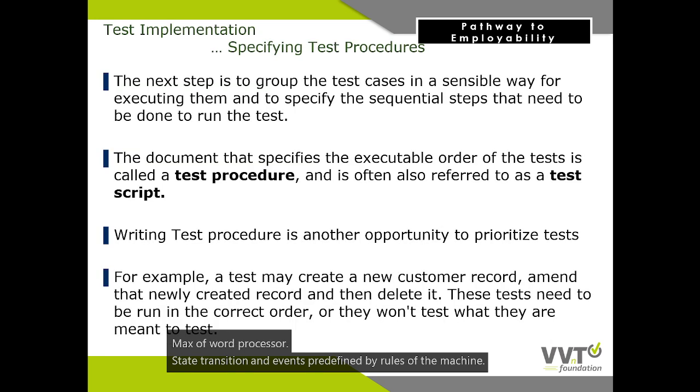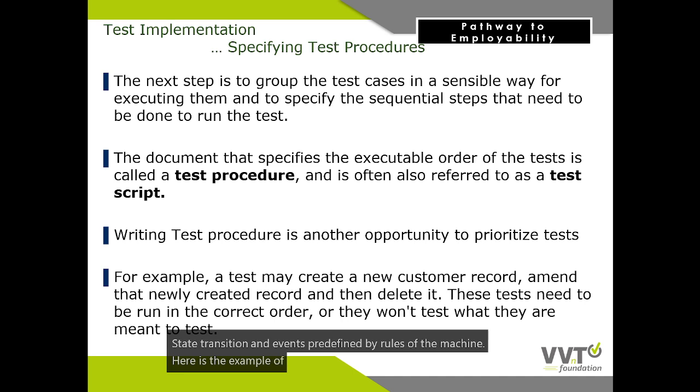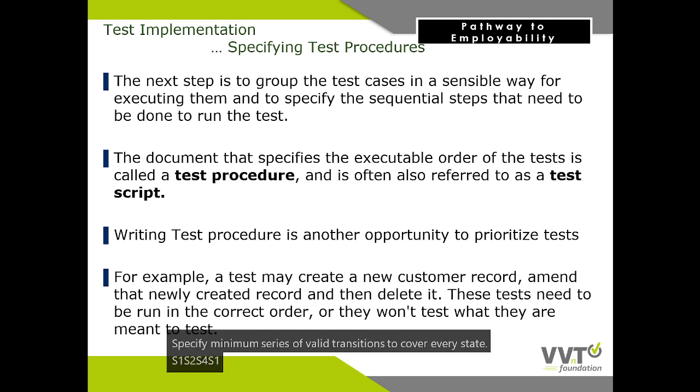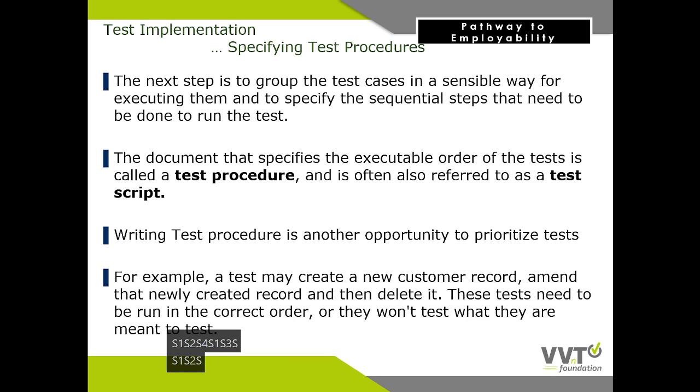Here is the example of testing techniques. Specify minimum series of valid transitions to cover every state. A: SS S1 S2 S4 S1 S3 ES. B: SS S1 S2 S3 S4 ES. C: SS S1 S2 S4 S1 S3 S4 S1 S3 ES. D: SS S1 S4 S2 S1 S3 ES.